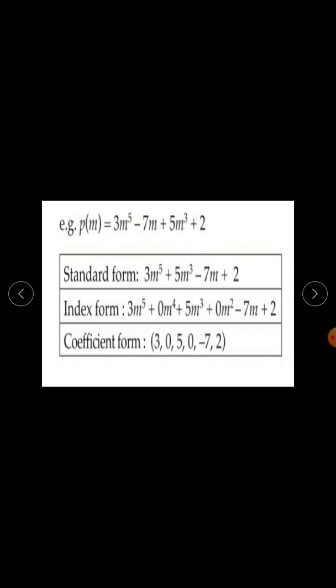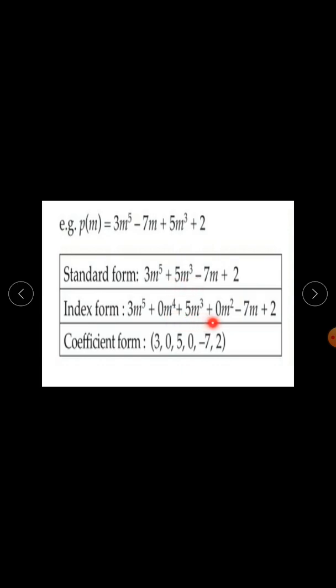Now, next is index form. Here 3m raised to power 5, as it is. But in this polynomial, there is no term having power 4. So we can write it as 0m raised to power 4. So, 3m raised to power 5 plus 0m raised to power 4 plus 5m cube.